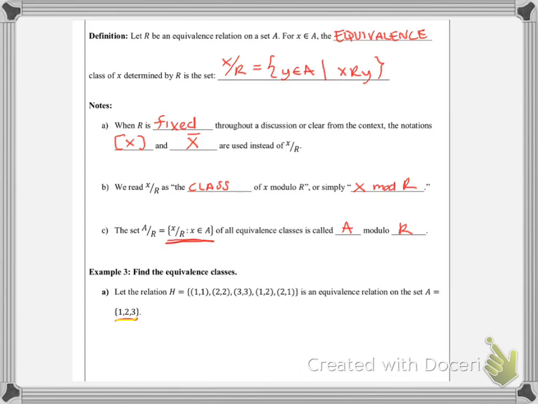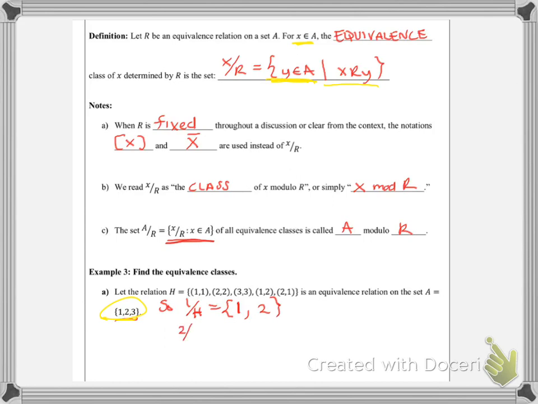So let's talk about what 1 mod R, 2 mod R would look like. If we go back to the definition of x mod R, it's the y belonging to A such that x relates y. So x is coming from your A, and we have 3 elements: 1, 2, and 3. So here we see that 1 mod H will equal, well, what does 1 relate to? 1 relates to 1, but it also relates to 2. So it's the set containing 1, 2.